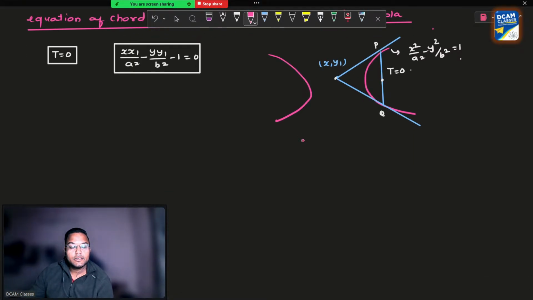The third thing was equation of chord with midpoint x1 y1.